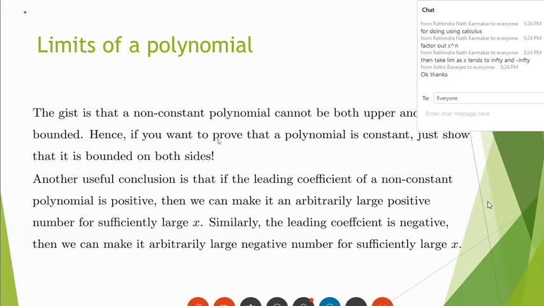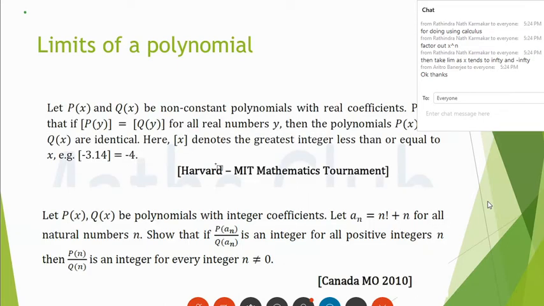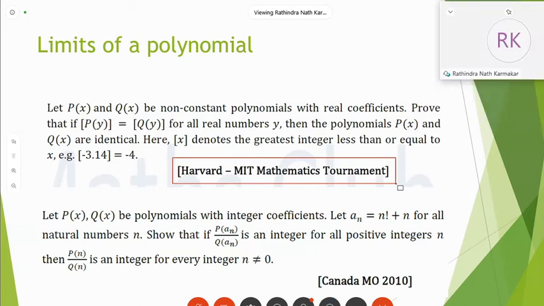Okay. So what we were saying is that to prove that a polynomial is constant, we will show that it is bounded on both sides. And to prove that it is 0, first we'll prove that it is constant, then prove that that constant is 0. So here is a question from the Harvard MIT maths tournament. I was too lazy to type it out. That's why I just took a screenshot from the PDF and posted it in the PPT.